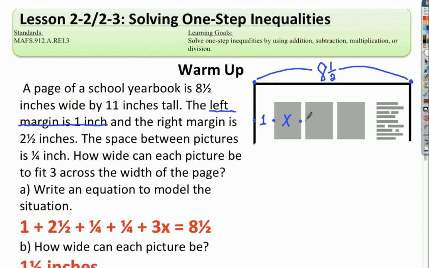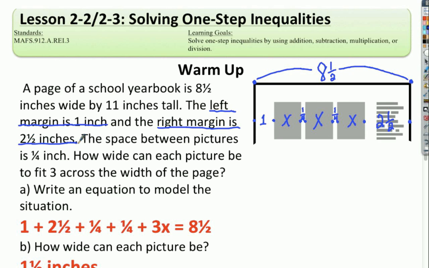Now back to Alex. What's this distance from here to here? That's the 1/4. So I'm going to write that in small right there. What about this distance from here to here? What's that going to be? Kaylee? That's another x. And now you should see what's happening here is that's a 1/4. And this is another x. And what about this final distance from here to here? Tristan? That's 2.5 because it says the right margin is 2.5 inches.